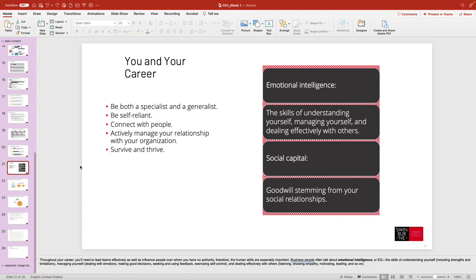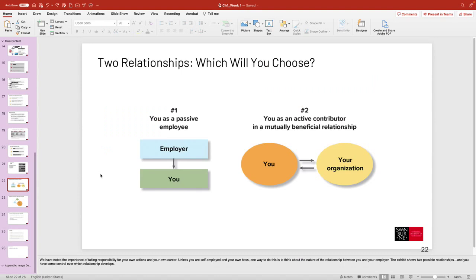Try to find opportunities to connect with people around you within your classrooms and even with your lecturers, with your tutors, and with your industry partners when you have opportunities as well. Actively manage your organizational relationships as well to survive and thrive. There's a couple of more slides that I would like to quickly go through, guys.